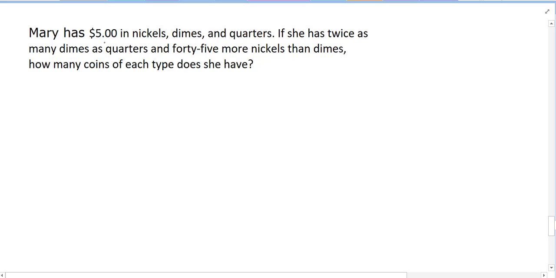Okay, so we have: Mary has $5 in nickels, dimes, and quarters. If she has twice as many dimes as quarters and 45 more nickels than dimes, how many coins of each type does she have? All right, so I read it.